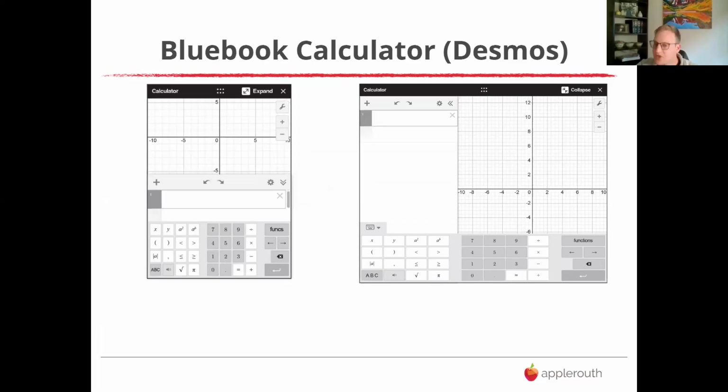So you can type in expressions. The keyboard on the bottom has all that stuff, X and Y and absolute value even, and square root. And if you need something more complicated like sine, cosine, or tangent, or nth root, there are ways to just type them in, or you can go to that functions button.